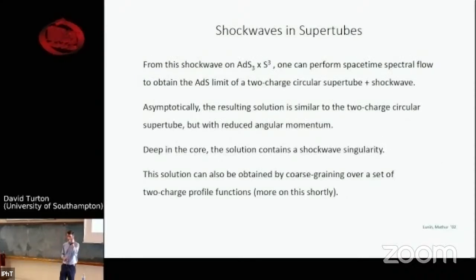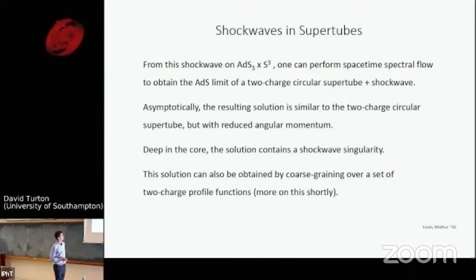Okay, so how do we do that? Well, we perform spectral flow to map this global AdS3 times S3 solution into the maximally rotating circular supertube Ramond ground state. And when we do that, and when we add back in the flat asymptotics, the location of the shockwave is precisely on the evanescent ergo surface, and that's as it should be because this is some other Ramond ground state, so the shockwave has come at zero cost of energy.